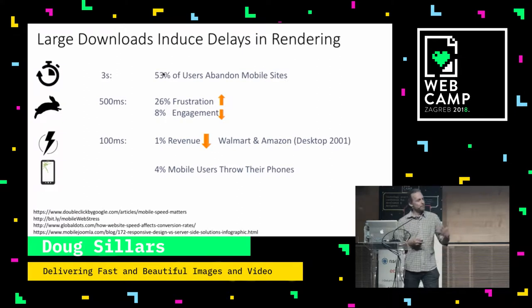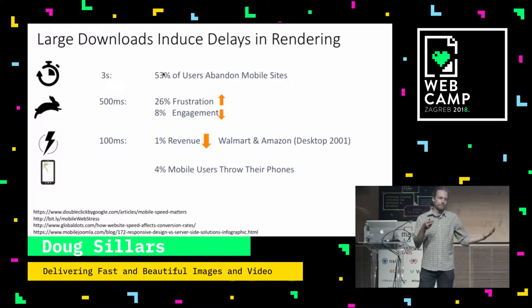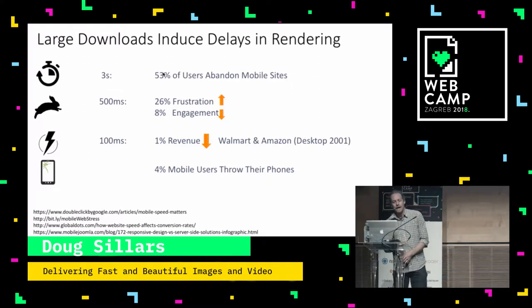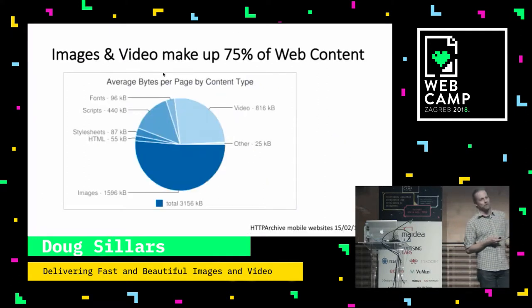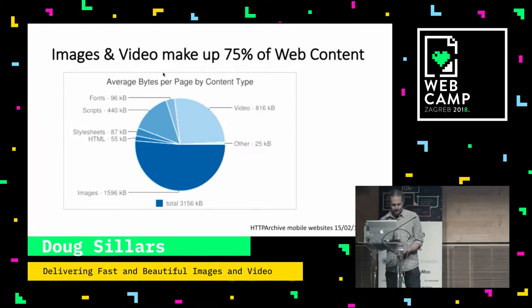Amazon and Walmart find that people spend less money. So if you're building e-commerce, that's probably important. But 4% of mobile users admit to throwing their phones when there's a slow mobile experience. So this is really, really important.